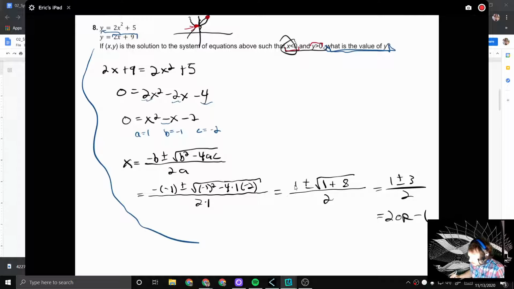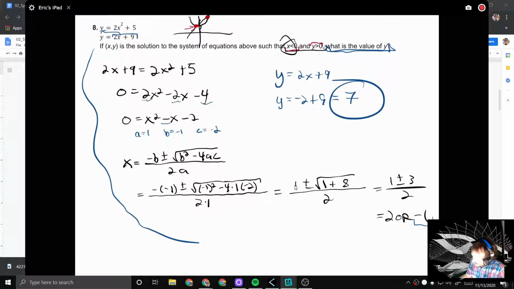So if we have an x value of negative 1, what's our y value? We're going to take our negative 1 for x and plug it in to find our y value. y equals 2x plus 9. Plug negative 1 in. y equals negative 2 plus 9. And that is 7. And our answer is 7.